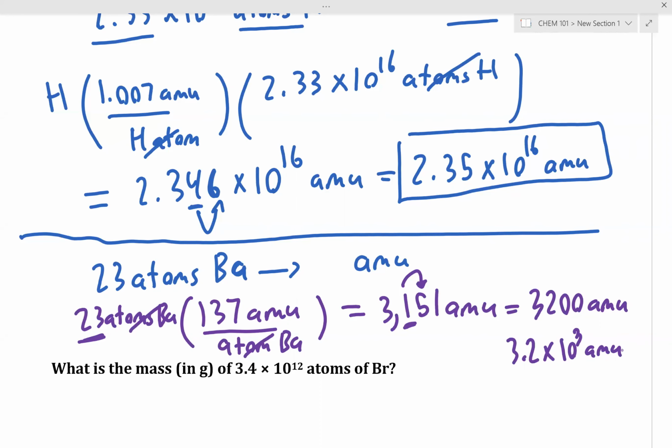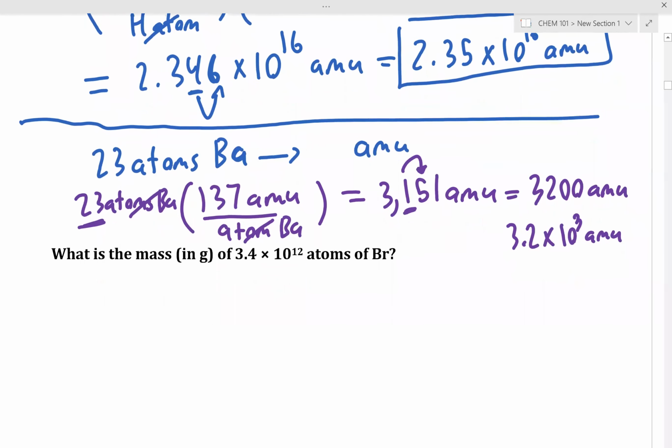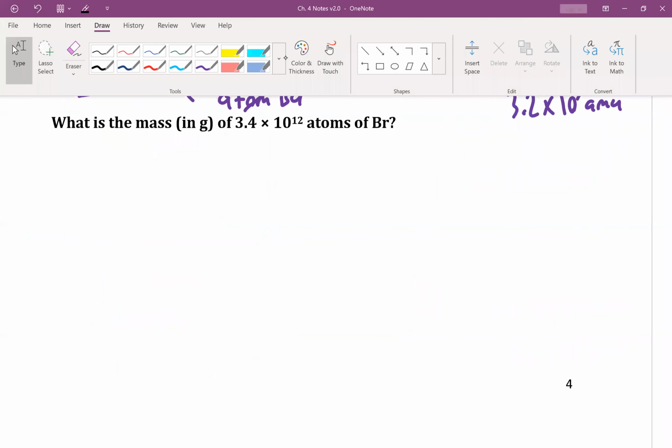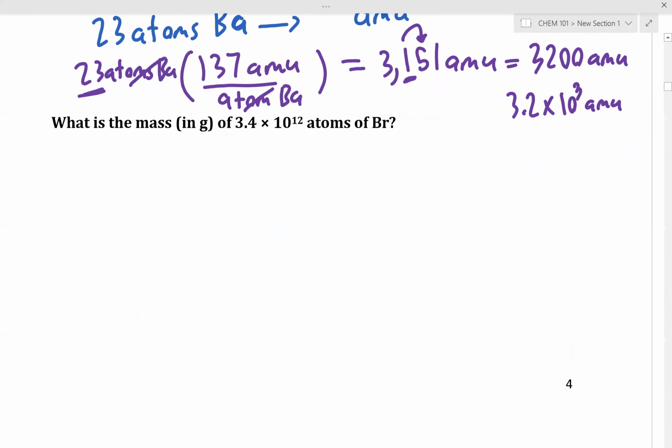So let's now move on and talk about doing a 3-step conversion. This time, we are not asked to just go from point A to point B. We're asked to go through some intermediate conversion. So in this case, what is the mass in grams of 3.4 times 10 to the 12th atoms of bromine? When solving these sorts of problems, let's write our initial and final units.